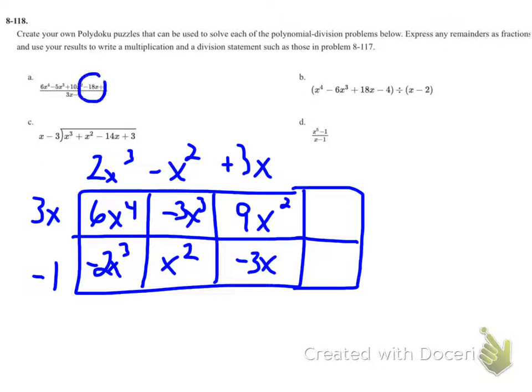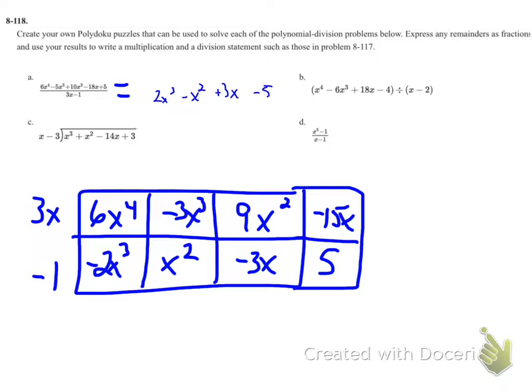So now I need to get negative 18x's. I already have a negative 3x's, so this is a negative 15x. So the top has to be a negative 5, and when I multiply it, I have positive 5 here, which matches that positive 5, which means it divides evenly. There is no remainder. So the solution to this problem is what is on the top of this generic rectangle. It is 2x to the third minus x squared plus 3x minus 5.